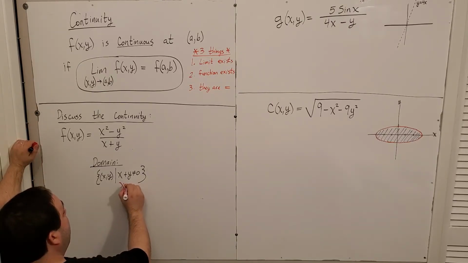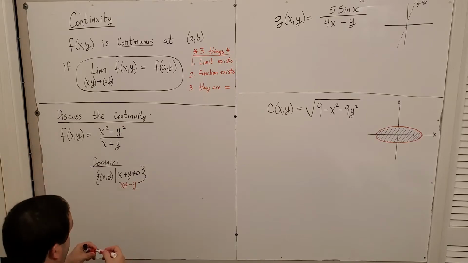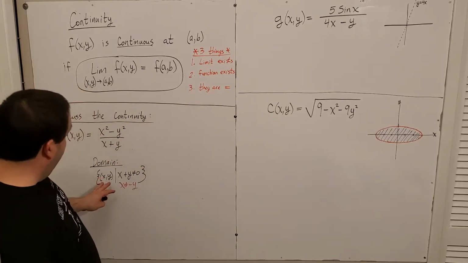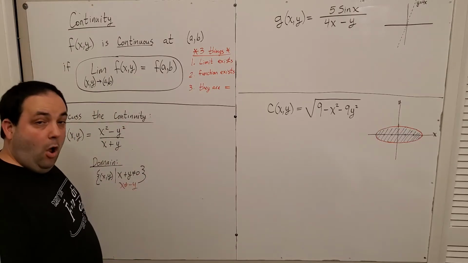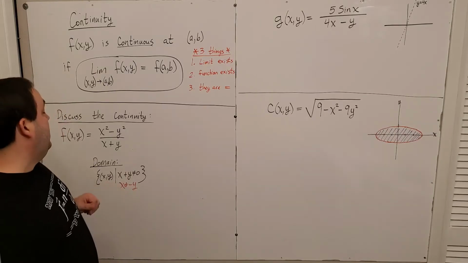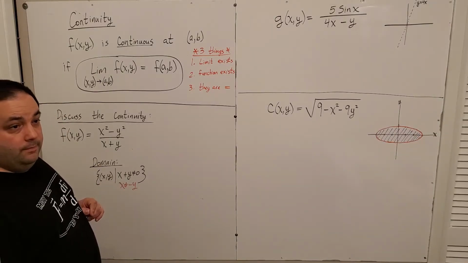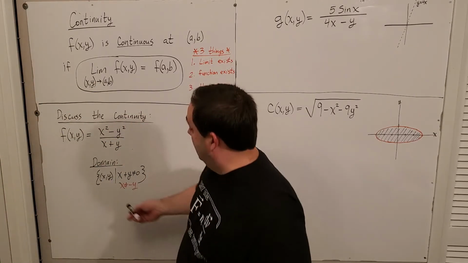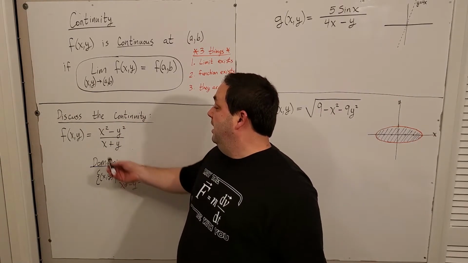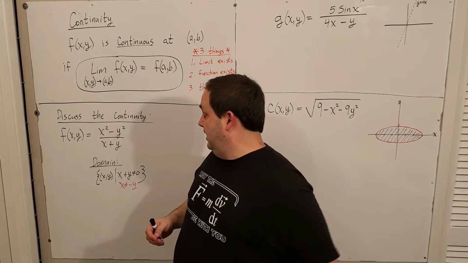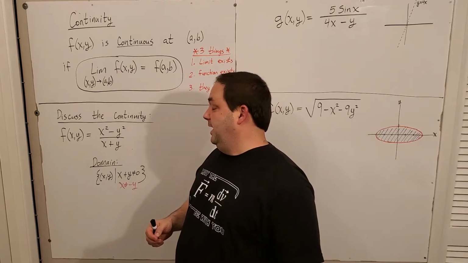Basically, x can't equal negative y, right? That's our domain. We have a set of points in all of the R2 plane, and x can't equal negative y, okay? Now, of course, if x does equal negative y, can I still take the limit of this thing? That's the real key here. Can I still take the limit?